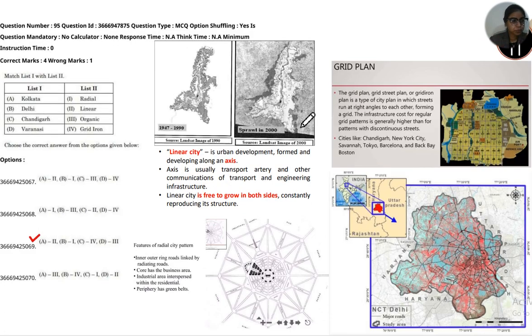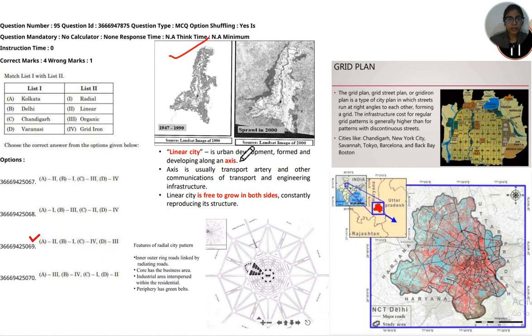Next, you are given the names of cities like Kolkata, Delhi, Chandigarh and Varanasi, and you have to match them with the planning pattern of the city: radial, linear, organic or gridiron pattern. So the first one is Kolkata. So this is the map of Kolkata. So it is basically a linear city.